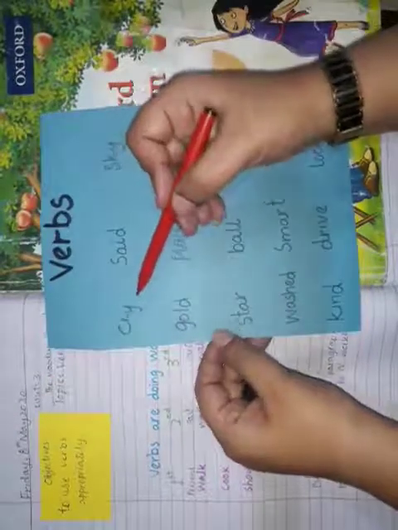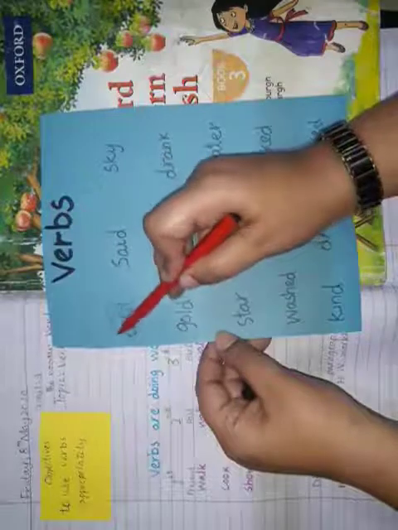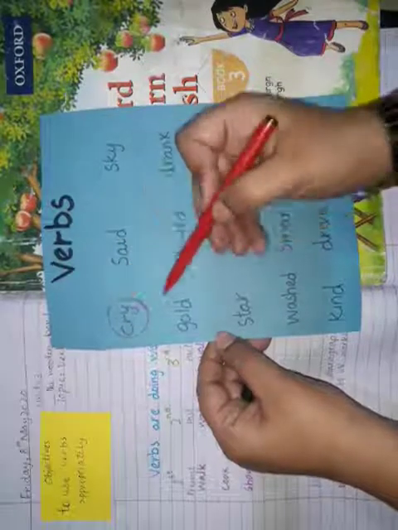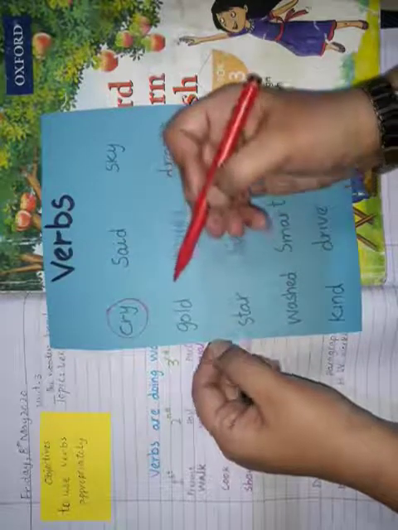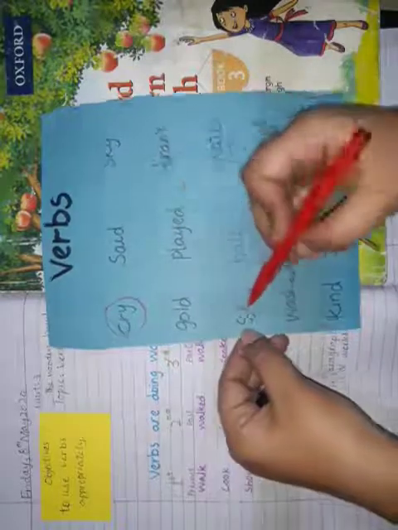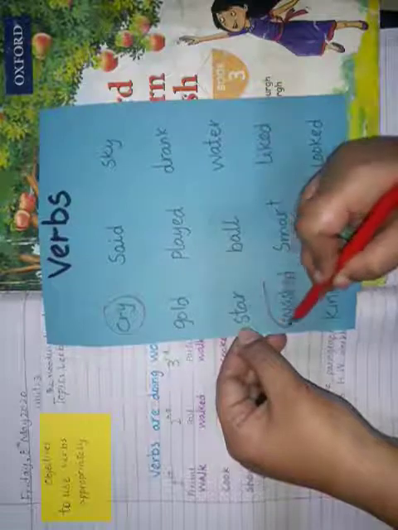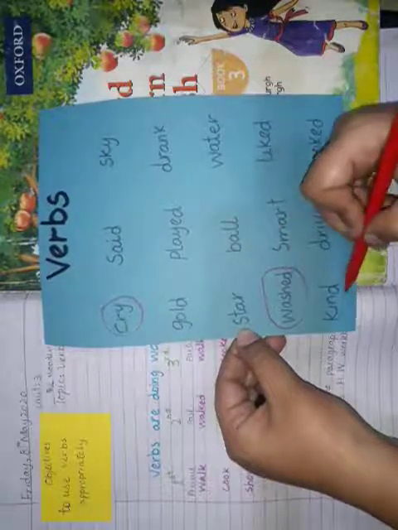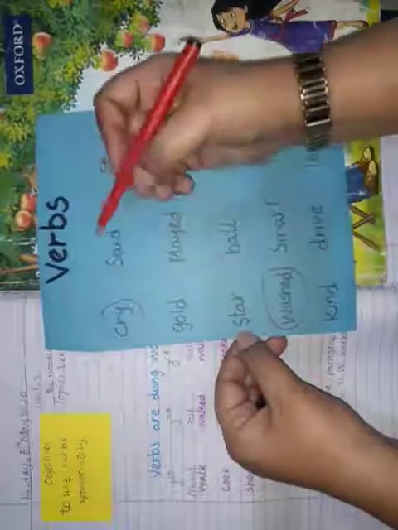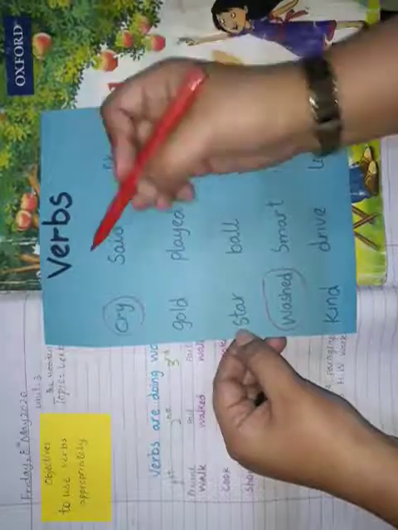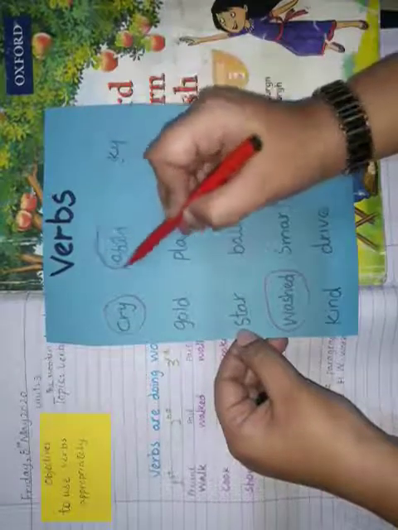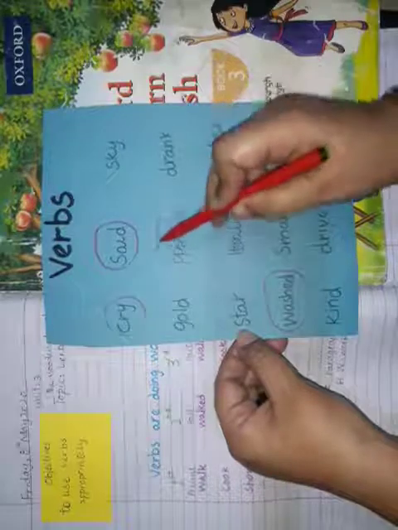Alright, cry. Yes, that's nice. This is a verb, so let's circle it. Gold, no, because gold is a noun. Star is also a noun. Washed, that's correct. Wash is a verb. Kind, no, kind is an adjective. ये quality है. It describes a noun. Said, that's correct. Said is a verb.